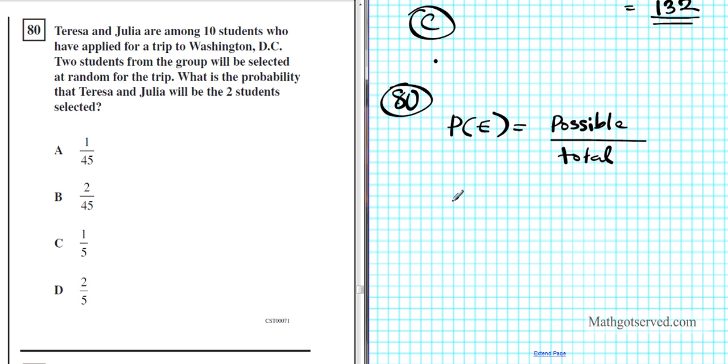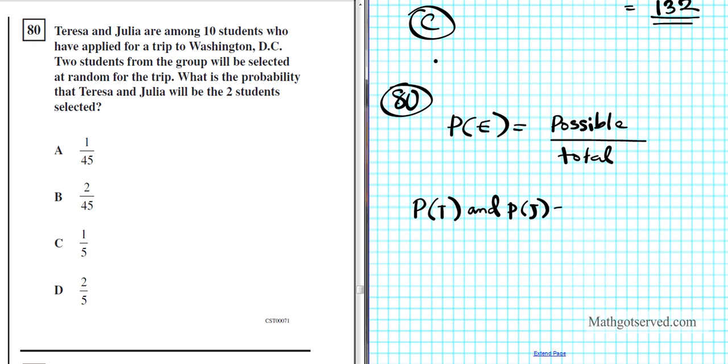So in this case, we're selecting two students, Teresa and Julia. It doesn't really matter what the order is. It could be Julia first and Teresa second, or Teresa first and Julia second, so it doesn't really matter. Okay, so in this case, probability of Teresa and Julia is what? What is that going to be?